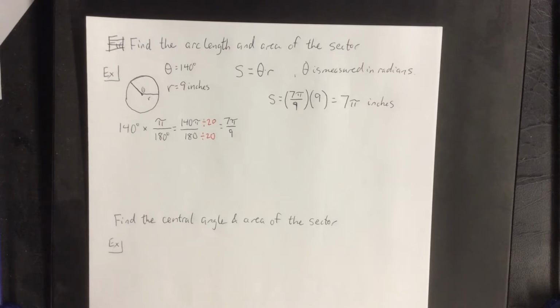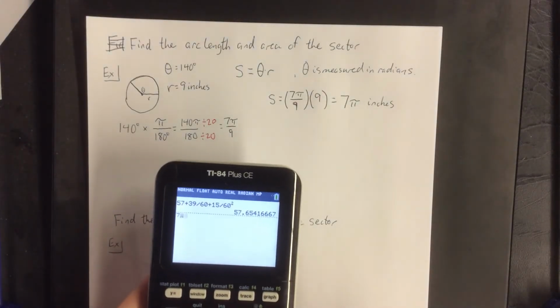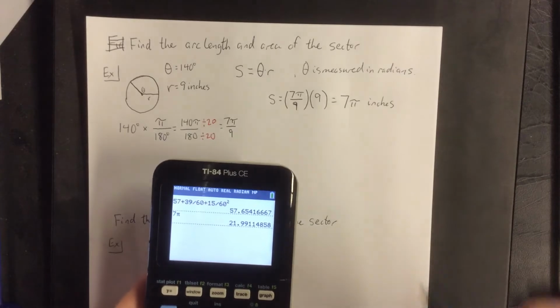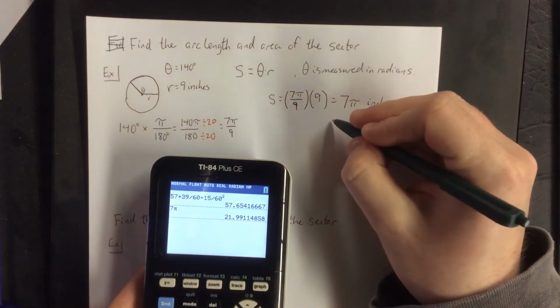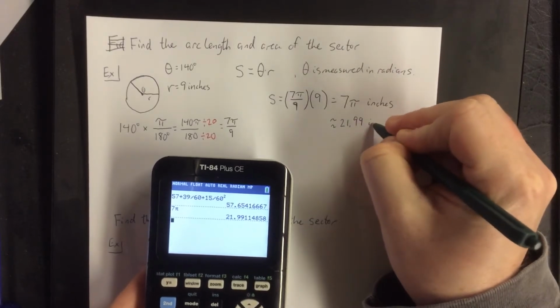Now that would be our exact value. If we were interested in calculating a decimal approximation, of course, we could break out the old graphing calculator and ask it to perform 7 times pi. 7 times pi is about 21.99 inches.